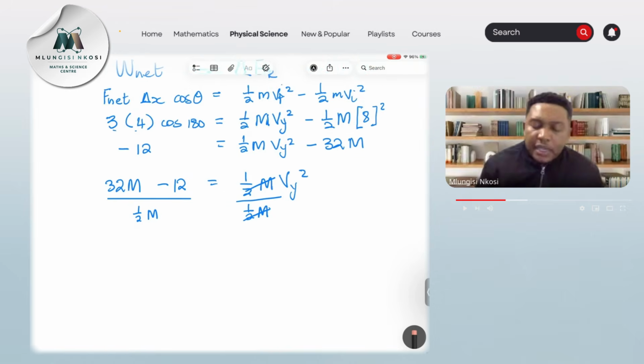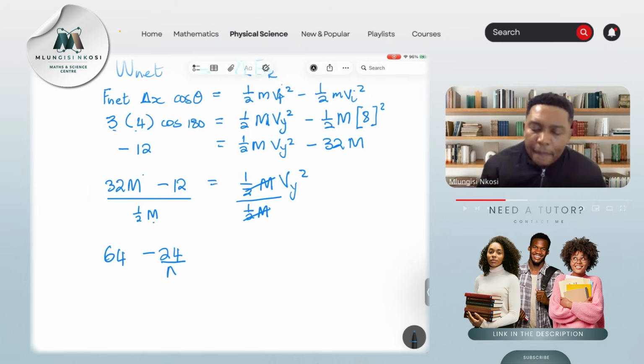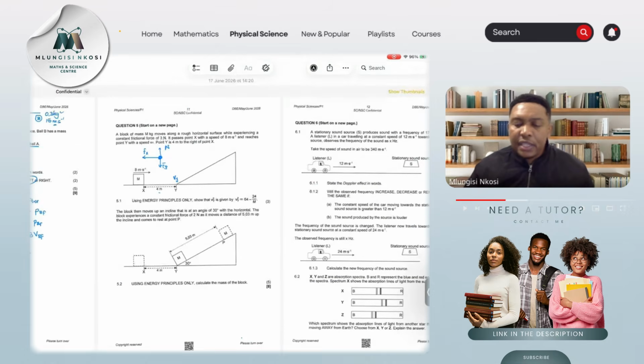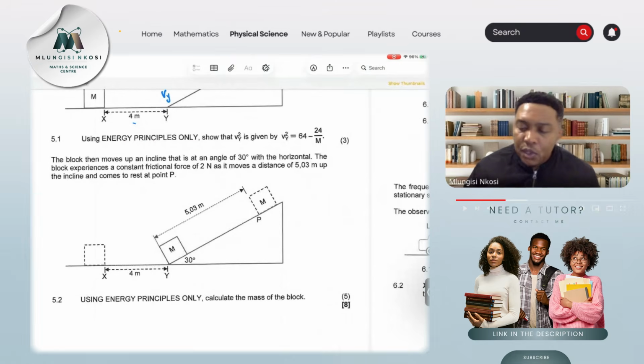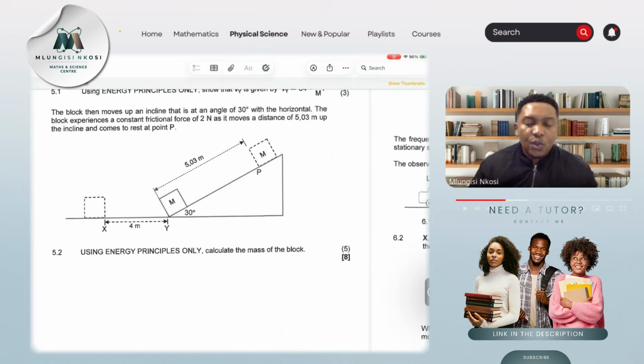And so, ladies and gents, I've got 32 divided by half m, that would give me 64, right? M divided by m, those would cancel, and 12 divided by half would be 24 over m. And this would be equal to vy squared. And that is exactly what they asked me to prove, that we've got 64 minus 24 over m. Right, and now let's go to the next question.